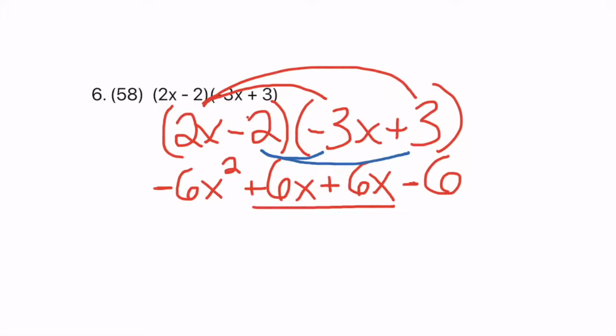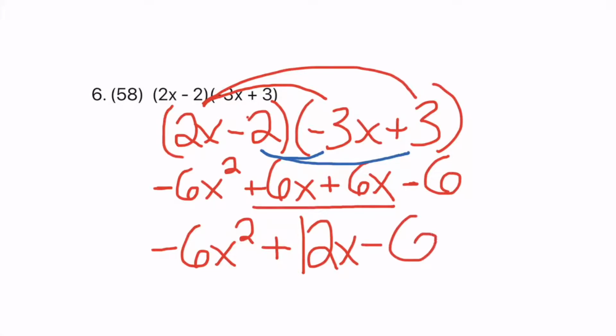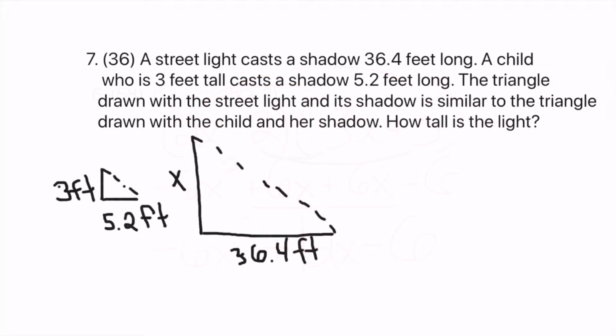So I'm going to rewrite this as negative 6x squared plus 12x minus 6. And that's your final answer. Number 7 is from lesson 36.